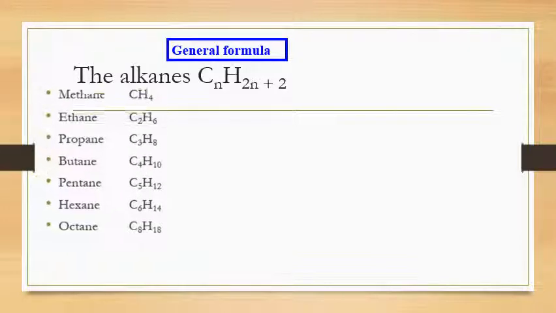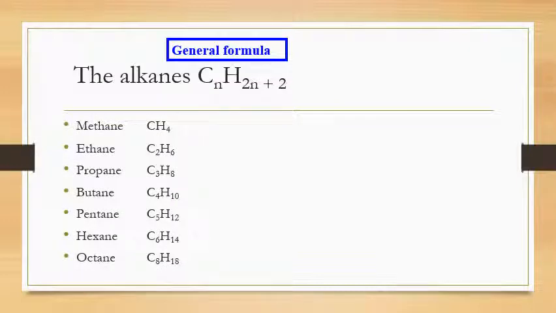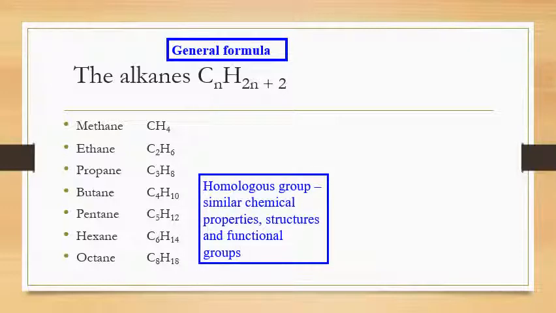Okay, so there we go. Those are the ones that we know. And I've also thrown in octane, which is also a fuel, just to add a bit of depth. They're all part of the homologous group that is the alkanes, because they have similar chemical properties. They can burn as a fuel to form carbon dioxide and water, and they have similar structure and functional groups, so C-H and C-C single bonds.